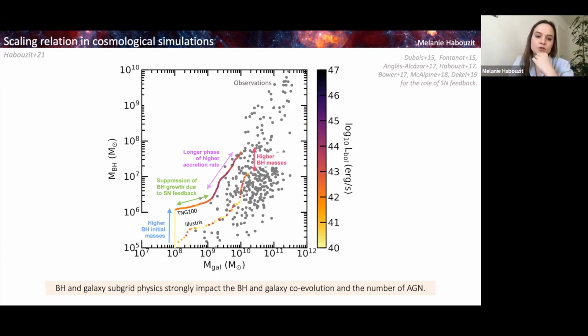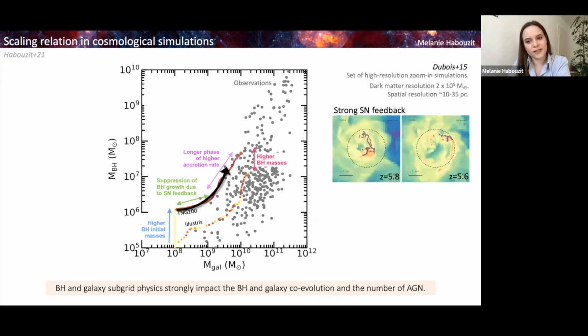And you see that this is also changing the AGN activity, and this is shown by the color of the line. So black holes can be more or less active depending on the physics of the simulation. Supernova feedback is one example, but you see that all the way we have differences across those two black holes. So just to illustrate this impact of supernova feedback, I'm showing now two high-resolution zoom-in simulations of Yuan Dubois.